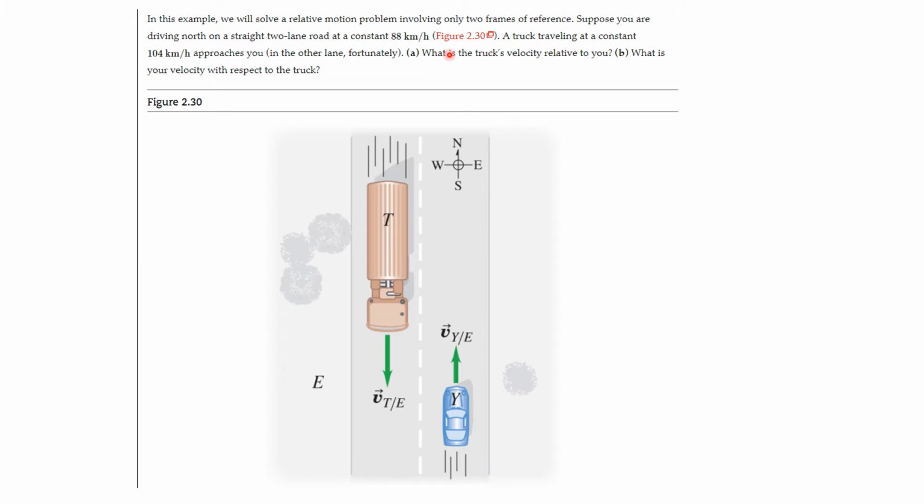But a truck traveling at a constant 104 kilometers per hour approaches you in the other lane, and, jokingly, let's say fortunately, because that way it doesn't run into you. You see the truck is going the other direction, and the velocity of the truck is v sub T relative to the expressway. That's how fast it is going relative to the expressway: 104 kilometers per hour. So there are two questions we ask. What is the truck's velocity relative to you? And what is your velocity relative to the truck?